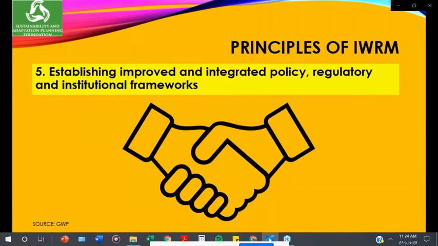Establishing improved and integrated policy, regulatory, and institutional frameworks. So basically, this calls for integration, the systems approach that we've been talking about. That is very, very important. You have a lot of silos happening, and they need to start working together. You need to regulate better, and you need more improved institutional frameworks for this to work.